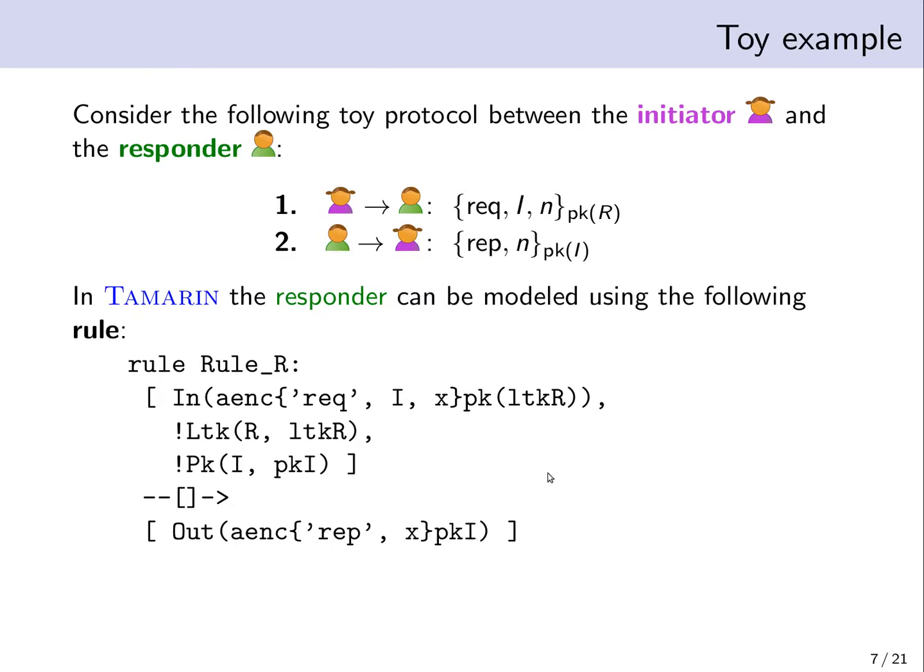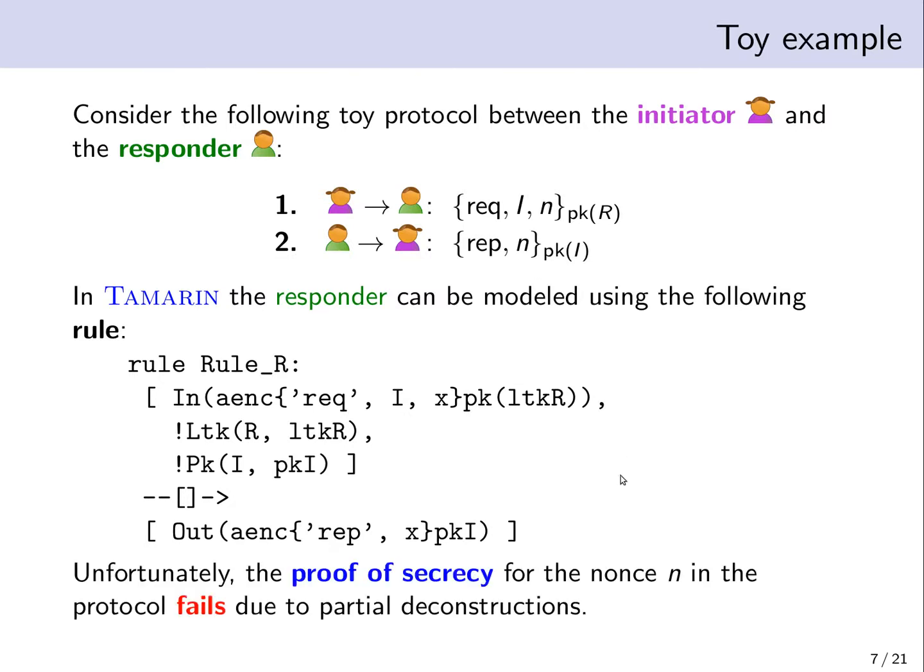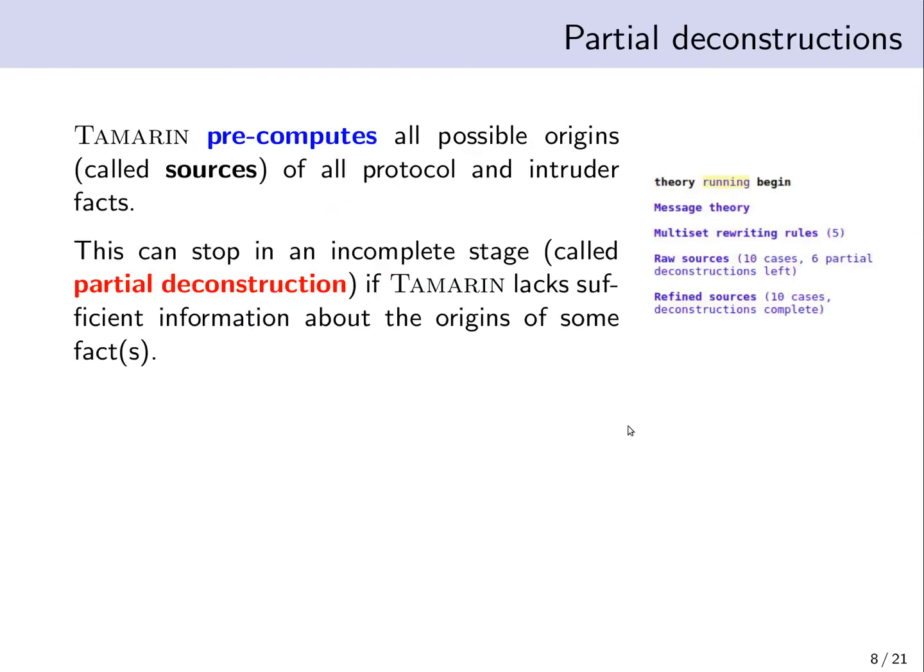Now, I have to specify the other rules in this model, so I have to add a rule for the initiator and rules to generate the public and long-term keys. But if I do all that and I specify a simple security property, for example, the secrecy of the nonce, then it turns out that for this example it fails because Tamarin encounters partial deconstruction and the proof loops. So it simply does not terminate.